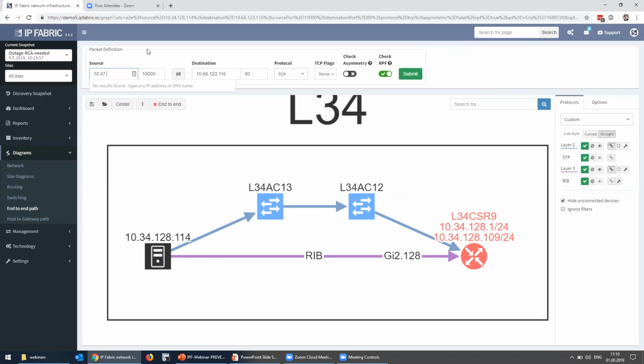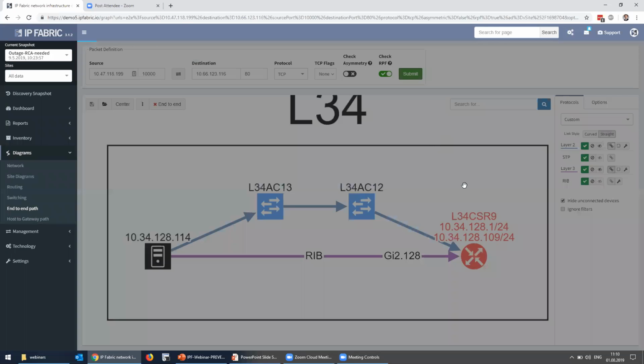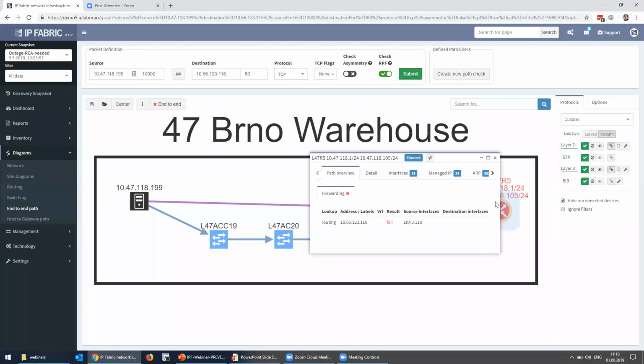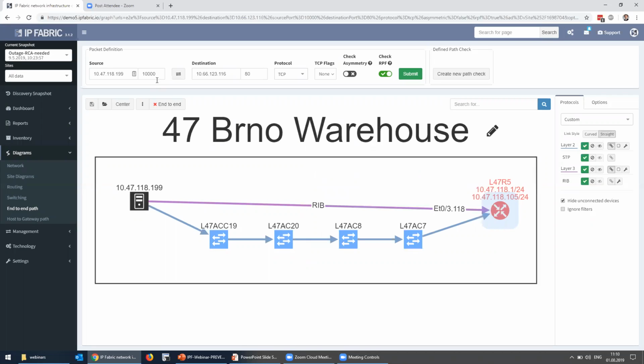We can also see the specific reason of why this path was not available. So if we will look at this last hop device, we can see that there was a routing lookup for a specific destination, but it just wasn't available.